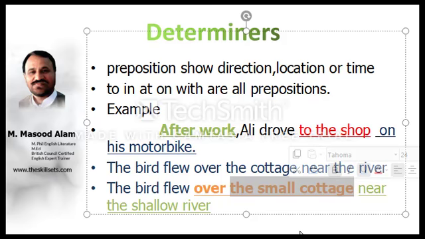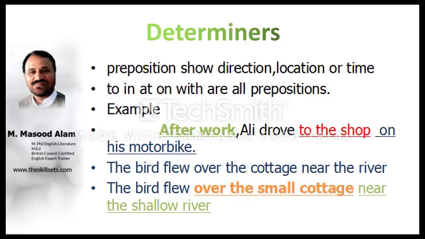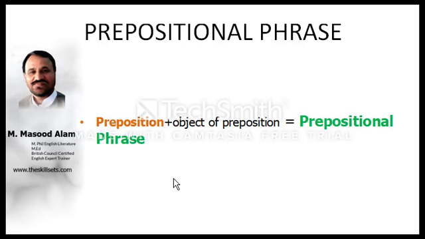In the same way, near the shallow river is another example, because near is a preposition and the shallow river is the object of the preposition. Now I take you towards another sentence. Here the prepositional phrase is a preposition plus the object of the preposition; when combined, they give us a prepositional phrase.